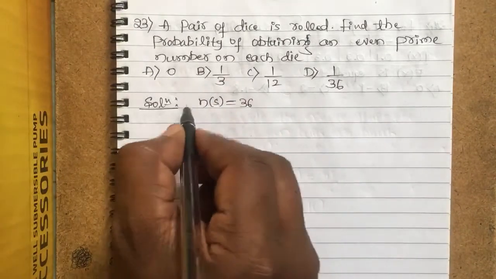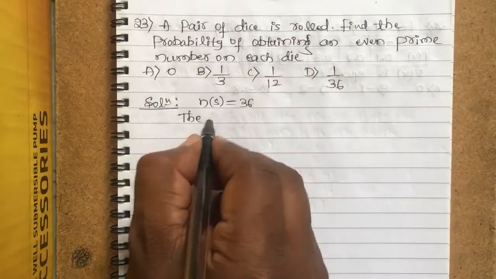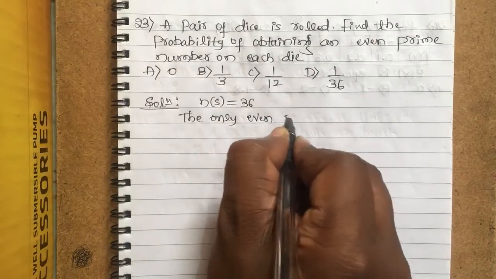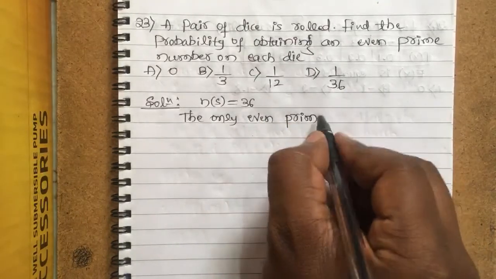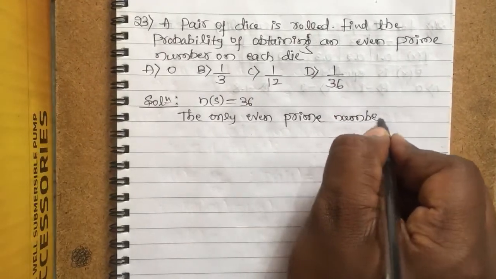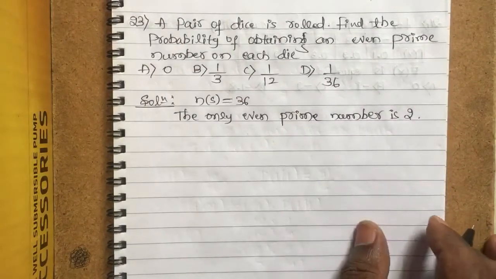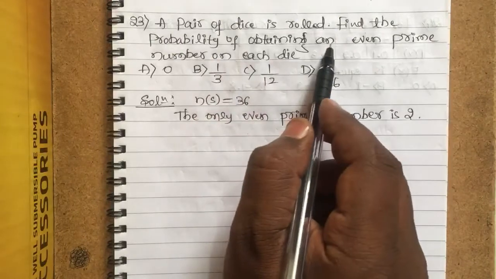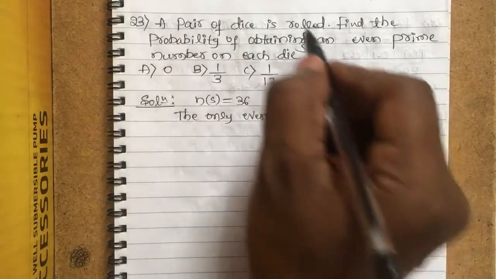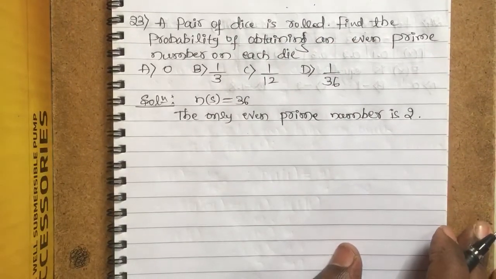Then here he is talking about even prime number. The only even prime number is 2. So 2 is the only even prime number. And here the question is probability of obtaining an even prime number on each die. On both the dice we should have 2 and 2. That is, we should get the outcome as 2 comma 2.